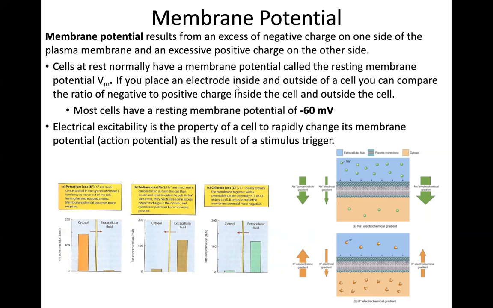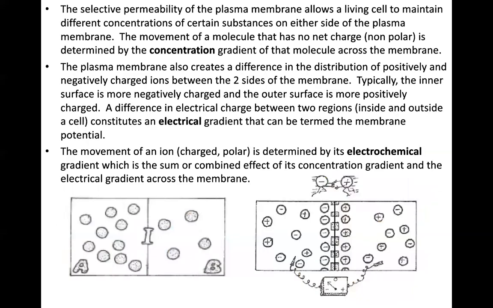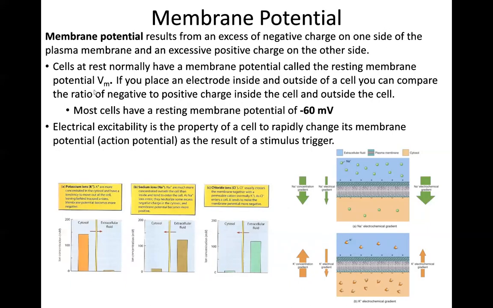Okay. You place an electrode inside, outside the cell, you can compare the ratio of negative to positive charges on the inside of the cell versus the outside, which is what this illustration did, okay? What you will find is that most cells, this is most, not every cell, has a resting membrane potential of negative 60 millivolts, okay? So it has a negative charge, okay? But that's just at rest. Okay, and that's just for most cells.